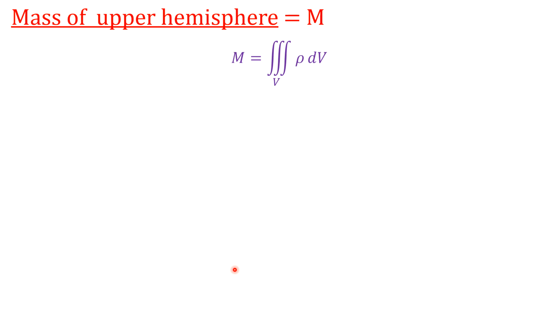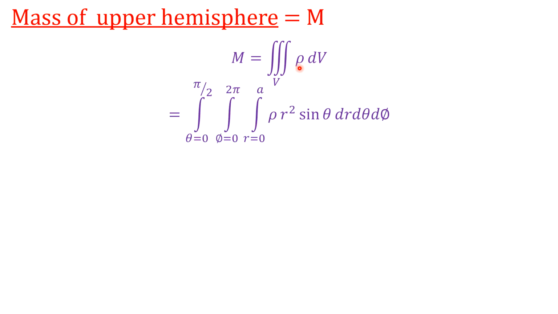We know that mass is equal to density into volume. So mass is equal to the triple integral over V of rho times dV, and because this density is constant, it is this. Now here, to find the volume of the solid, we simply integrate 1. Triple integration of 1 dV will give us the volume of the solid. We have the same limits: theta varies from 0 to pi by 2, phi varies from 0 to 2 pi, r varies from 0 to a. This rho is constant here. r squared sine theta dr d theta d phi is what dV is for spherical polar coordinates.